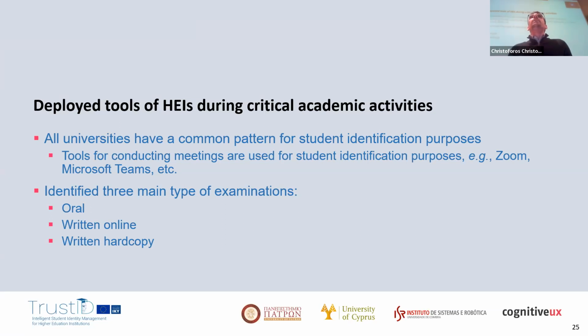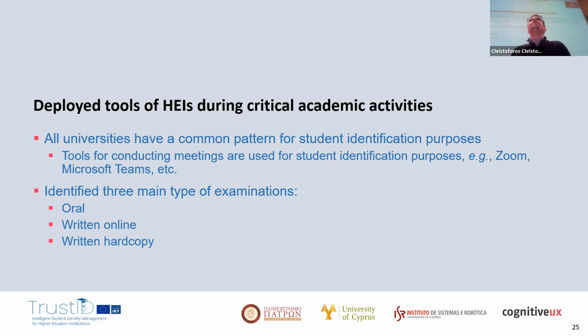And the other thing we found was that there were three main types of examinations being designed by the universities. The first one was the oral examination. You would be in a meeting with your instructor, and he or she would ask you some questions about the exam, and you had to answer using your voice. That was the first type. The second type was the written online exam, in which you would log into a system online, a website, a web application. You would be presented with a series of either multiple choice questions or some text boxes in which you had to write your answers digitally.